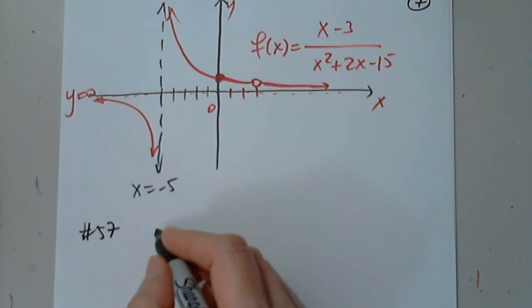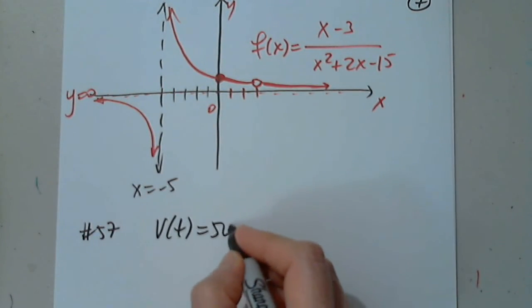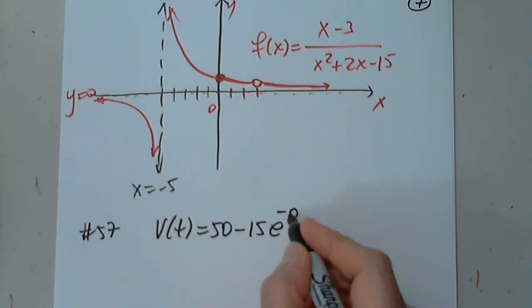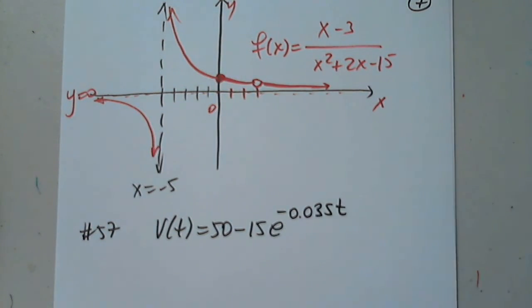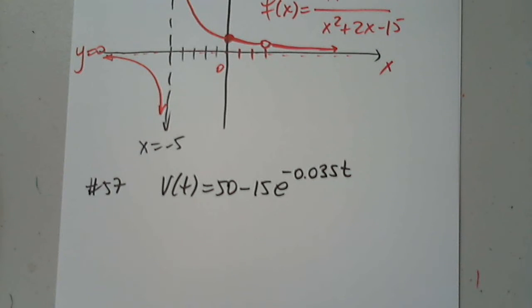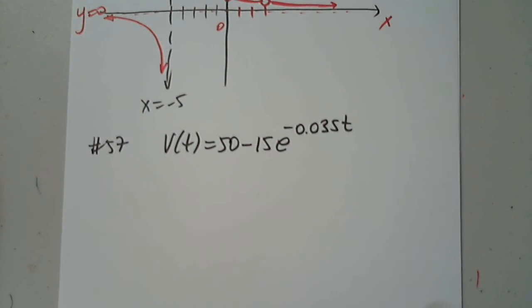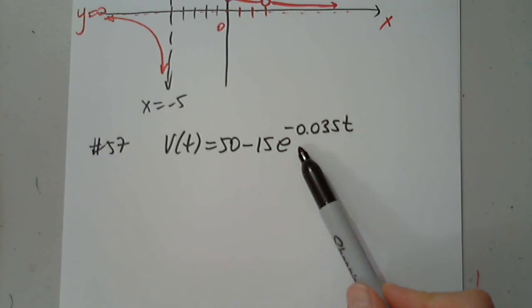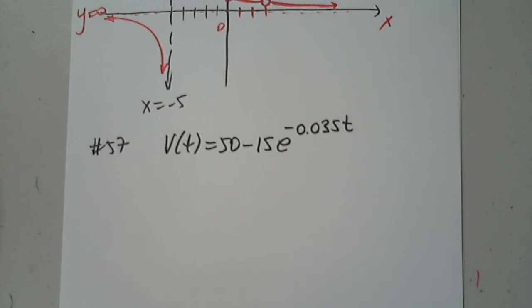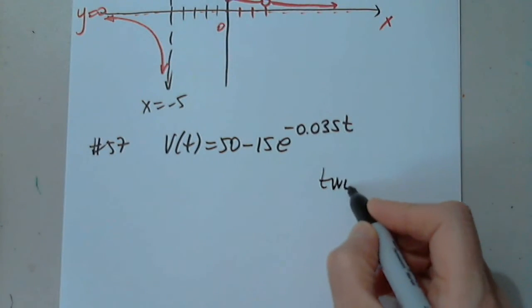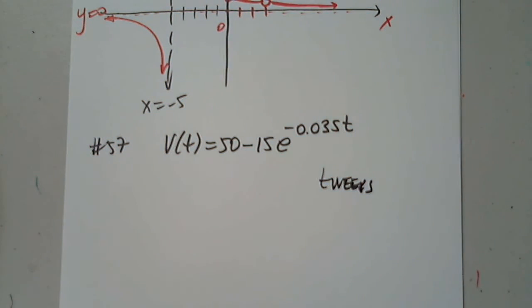We have number 57, V of t equals 50 minus 15 e to the negative 0.035 t. Okay, perfect. Good. So when we look at this function, remember t is time, t weeks, so in weeks.